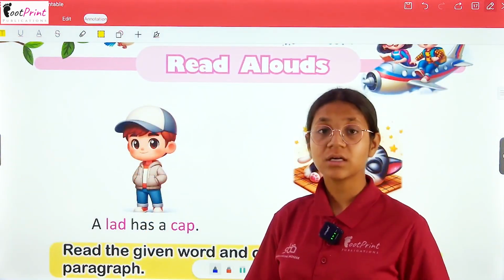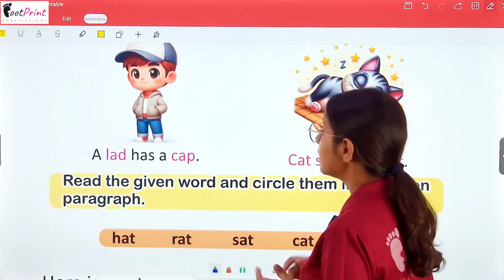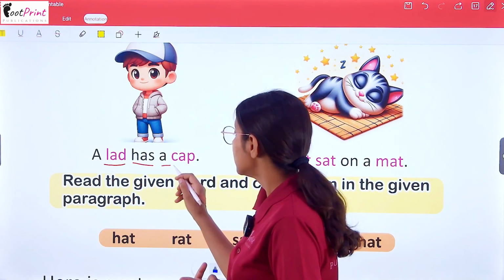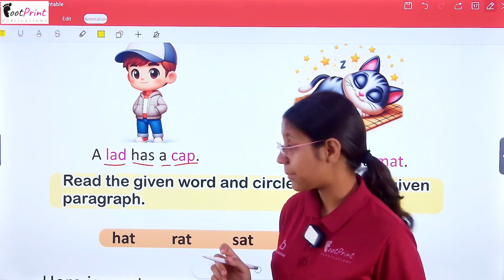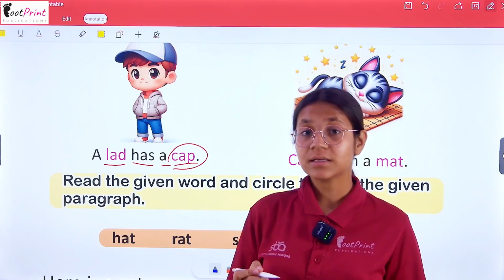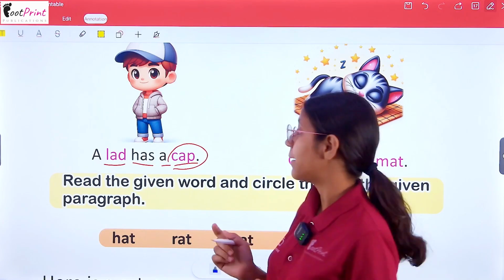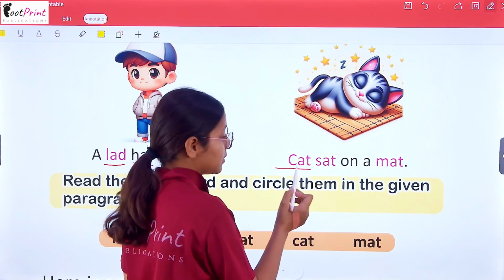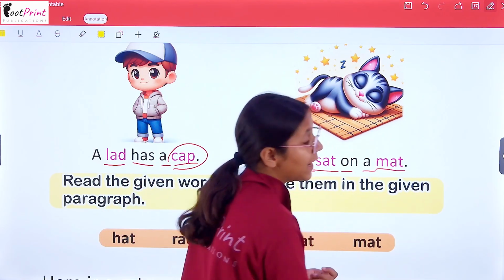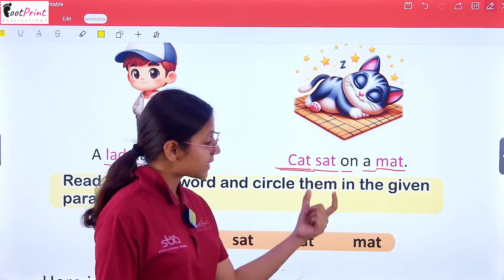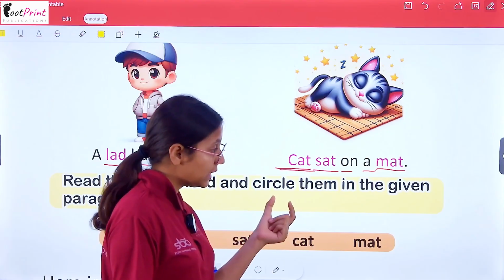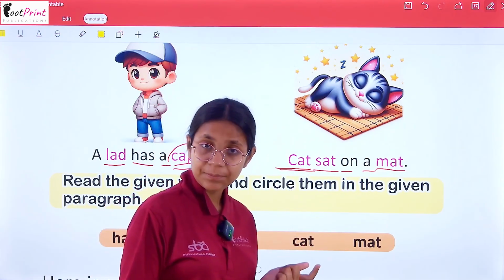See, here, read aloud. A lad has a cap. The lad has a cap. Now, cat sat on a mat. Cat sat on a mat. The cat sat on the mat.